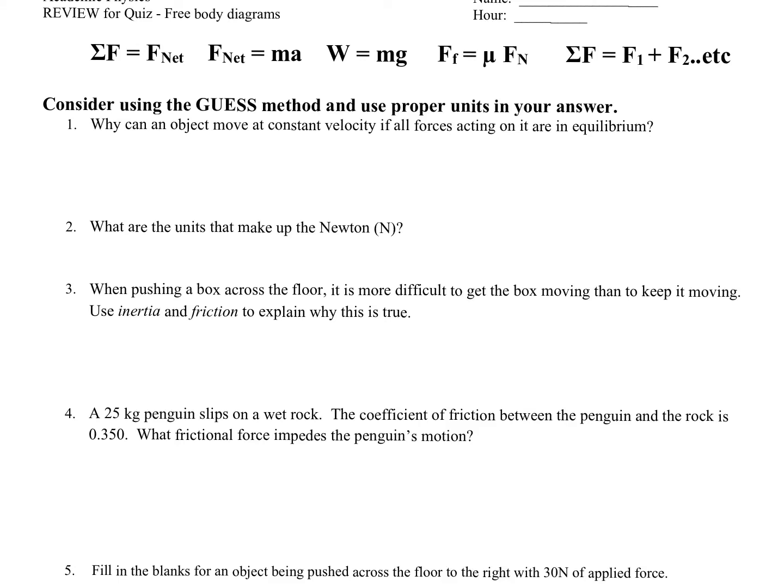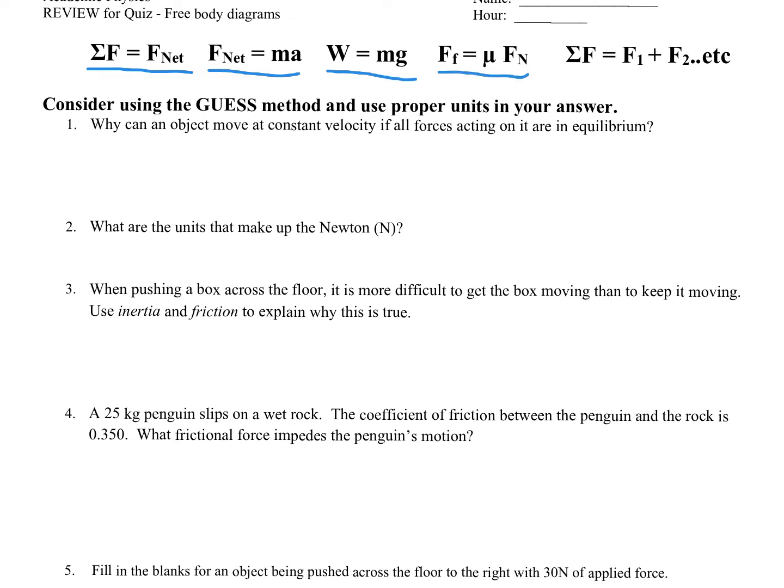Greetings, physics family. We are doing our free body diagram quiz review, which means if you look at the very top, we've covered net force, which relates to free body diagrams, but also relates to Newton's second law, F equals ma. Don't forget that the force of gravity is the same as weight, and we can find weight by taking mass times the acceleration of gravity.